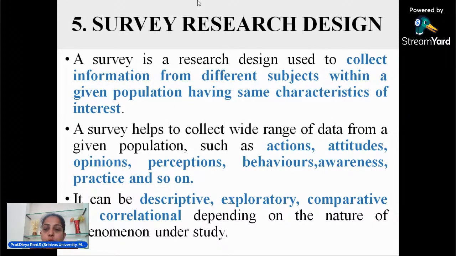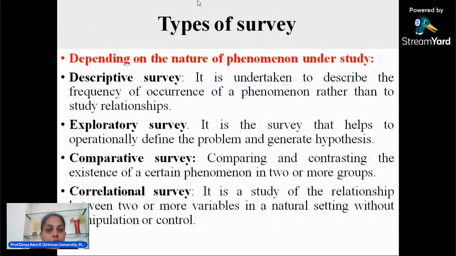If you want to know the opinion, perception, behavior, action or attitude regarding a particular population, you can use this kind of research design, and it can be descriptive, exploratory, comparative or correlational. If it is descriptive data, it becomes a descriptive survey. If it is exploratory, an exploratory survey. If you're comparing and contrasting two things, it becomes comparative. If you're correlating two things, it becomes a correlational survey.